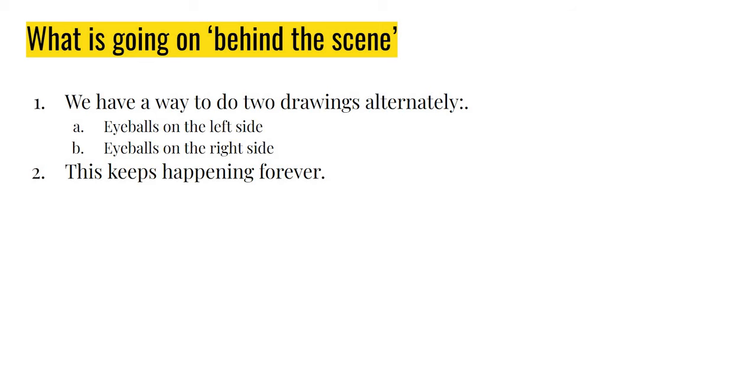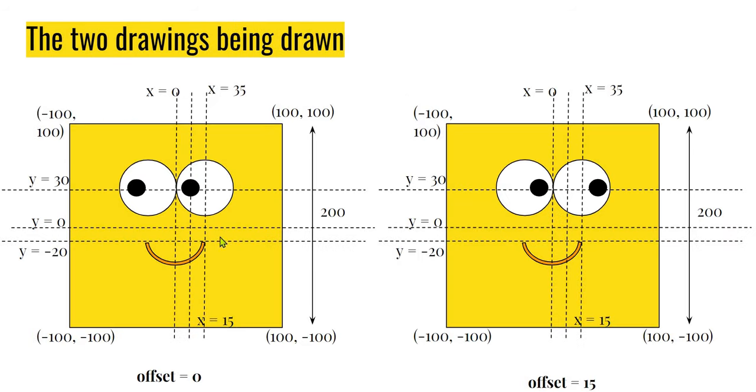The key idea really is that we are drawing two drawings here alternately. In one drawing, we have eyeballs on the left side, and in the other drawing, we have eyeballs on the right side. And this alternate drawing keeps happening forever, which creates that animation that we have been talking about. The two drawings that we are talking of here is basically the same smiley with eyes on the left and then eyes on the right.